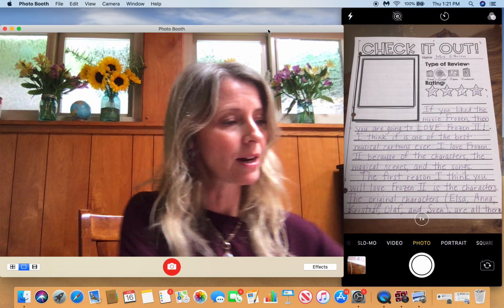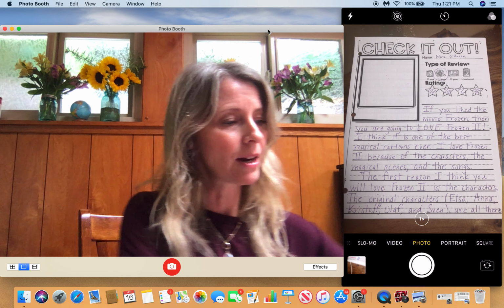Next paragraph. Go to reason 1. That will become paragraph number 2. We're going to put it here. The first reason I think you will love Frozen 2 is the characters. The original characters, Elsa, Anna, Kristoff, Olaf, and Sven are all there. But there are new characters too. I like Bruni because he makes me laugh. So let's take a look at that. What are some things you noticed in that paragraph?